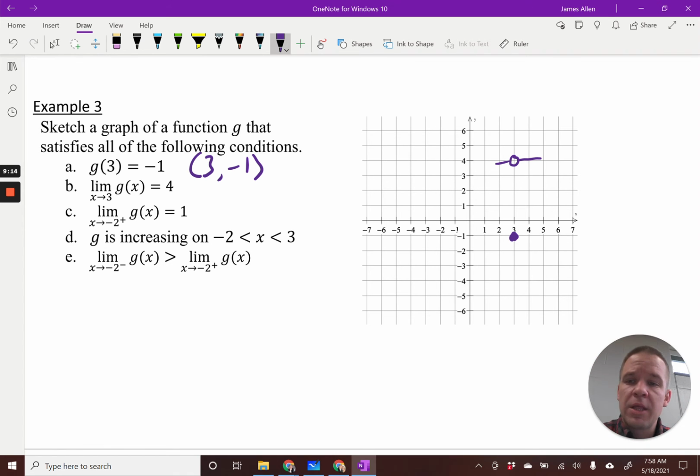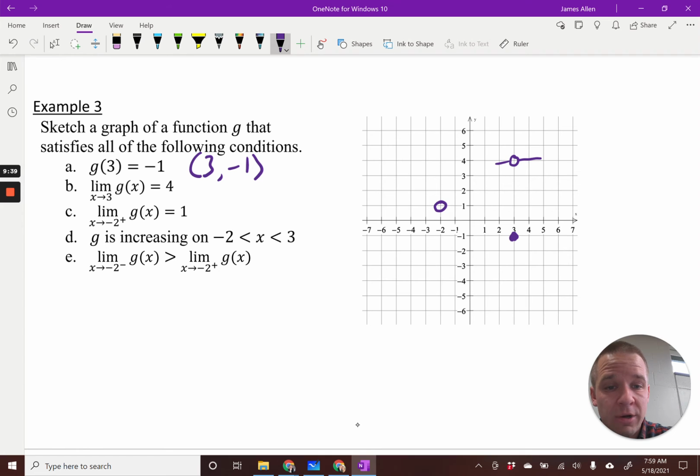Part C. The limit of g of x as x approaches -2 from the right, so as we're approaching -2 from the right, is equal to 1. Now, I don't know if the function value is 1. I just know that it's approaching 1 from the right. So as I get to -2, I'm approaching 1. I'll just go with an open circle for now. Maybe I'll fill it in later. I don't know.